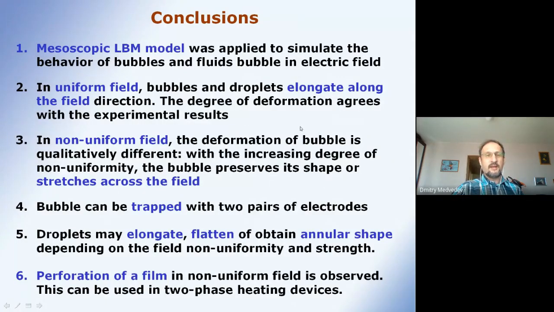We apply the mesoscopic Lattice-Boltzmann model to simulate bubbles and droplets in electric field. In uniform field, bubbles and droplets elongate along the field. And in non-uniform field, bubbles and droplets usually flatten, so they stretch across the field. And we can trap a bubble in the kind of quadrupole trap, and we may manipulate droplets with electric field if we have some interesting shape of the electrodes.